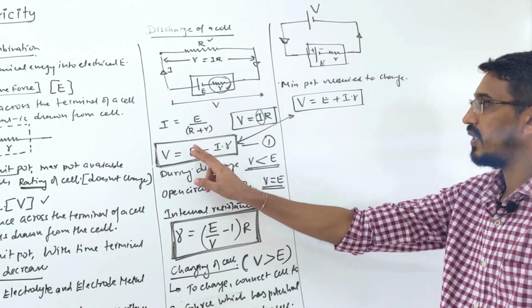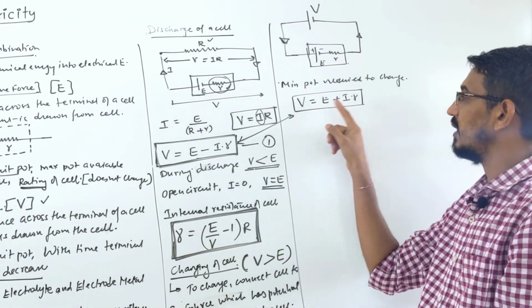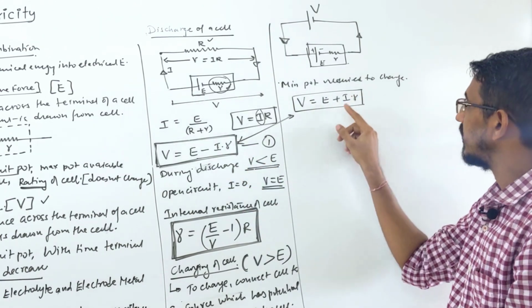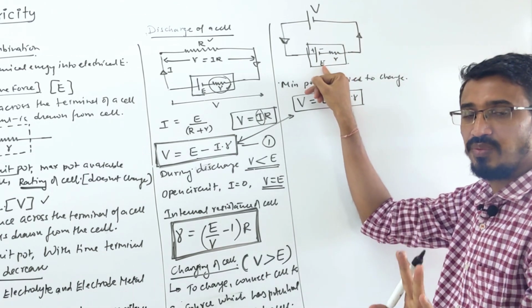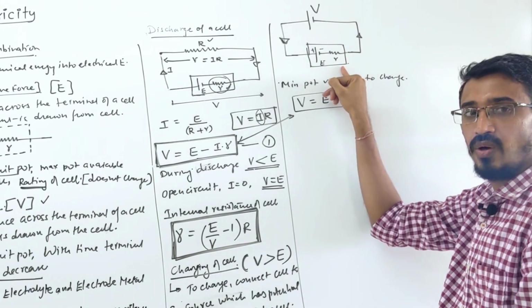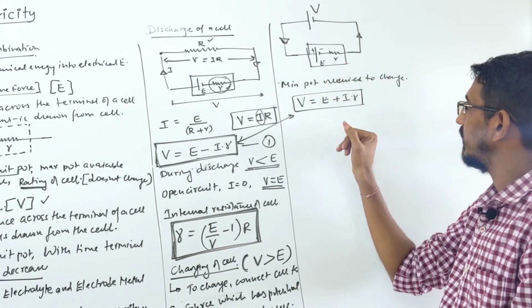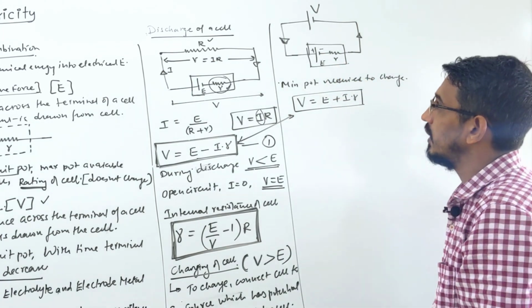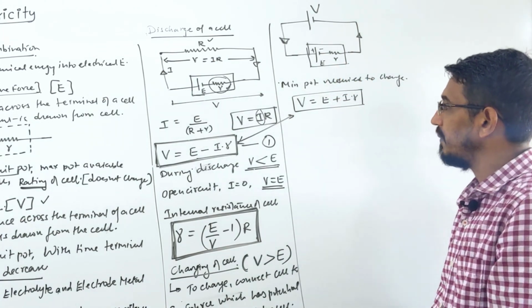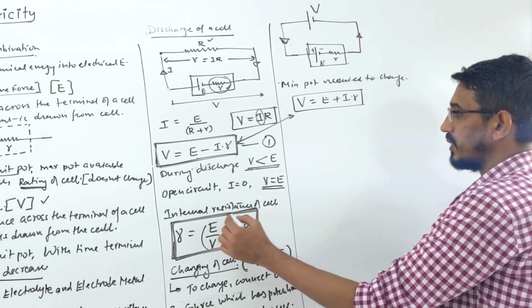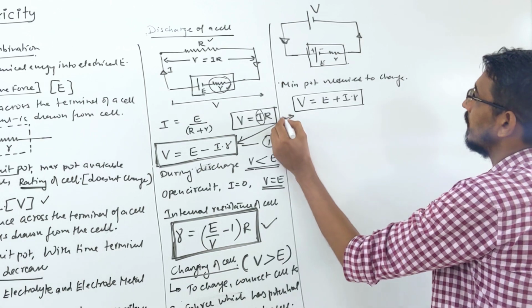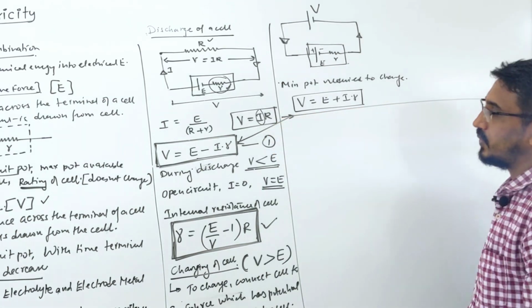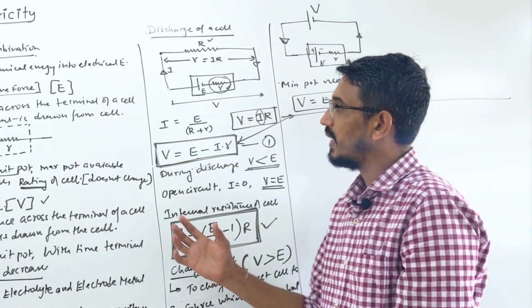So what are this equation and that equation? In discharging, V is E minus IR; here V is E plus IR. Why plus IR? Because when you are charging, you have to supply a potential of the EMF of the battery plus the loss happening here, the internal loss IR. So this internal resistance question will be here and it's very important, as I told you. This is done about the basics of the cell.